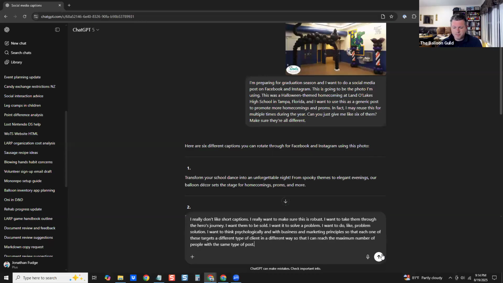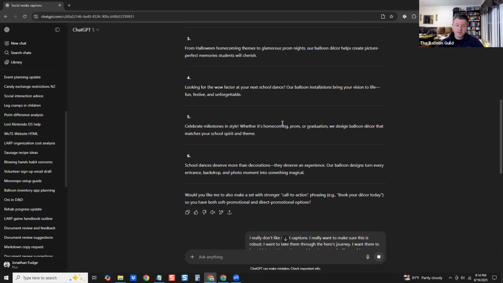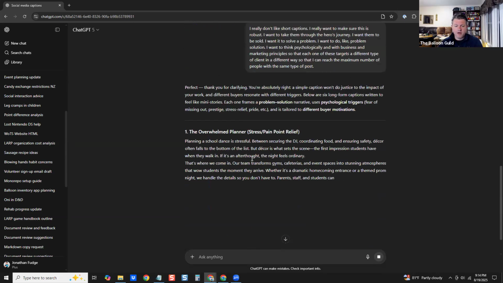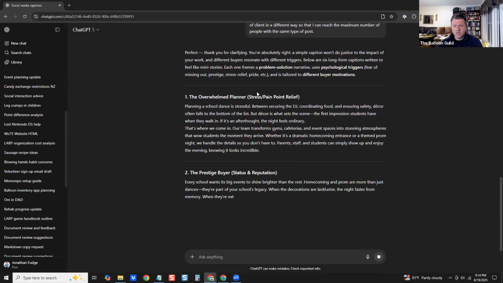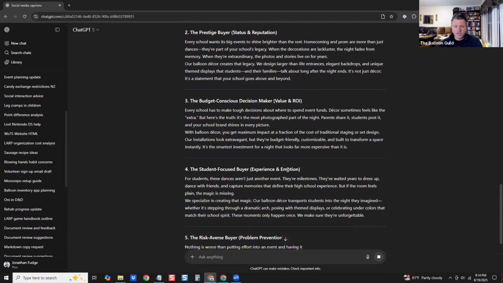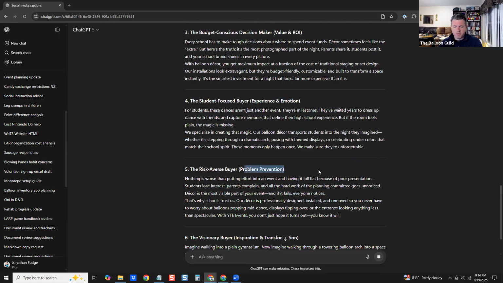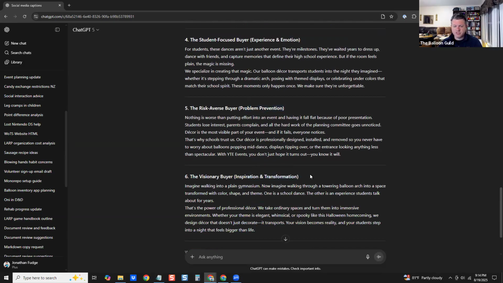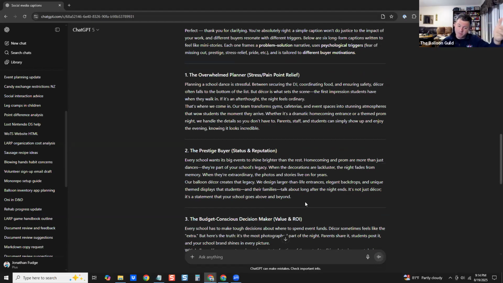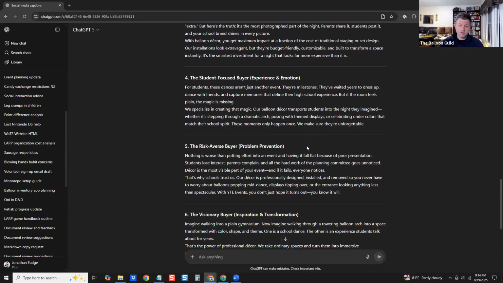So as that pops up and then I can hit it, these are probably okay. Like all of these are okay. But now this is going to be stress, pain point relief, status and reputation, value and ROI, experience and emotion, problem prevention, inspiration and transformation. So these are all different things that you can do to help get more information.